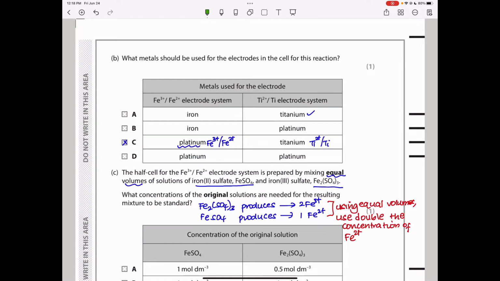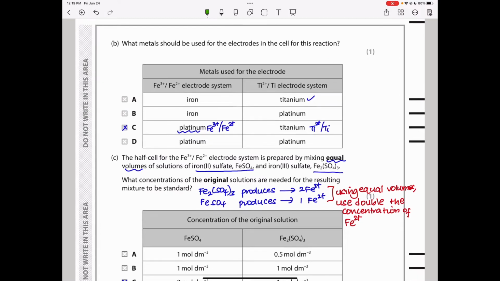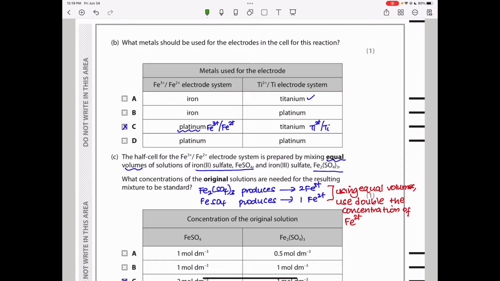Question B says, what metal should be used for the electrodes in the cell for this reaction. Now remember, we have an iron 3, iron 2 half cell. Here, since we have iron 3 and iron 2, we have two different ions made from the same metal. We cannot use iron as the electrode. The electrode has to be platinum because platinum will not interfere with the electrode system.